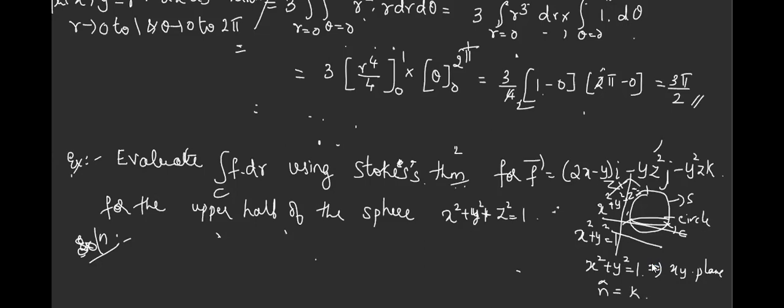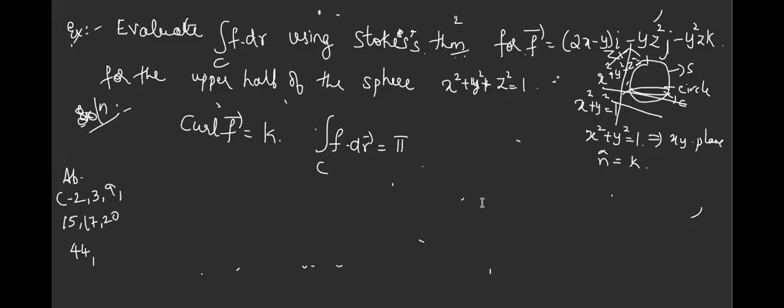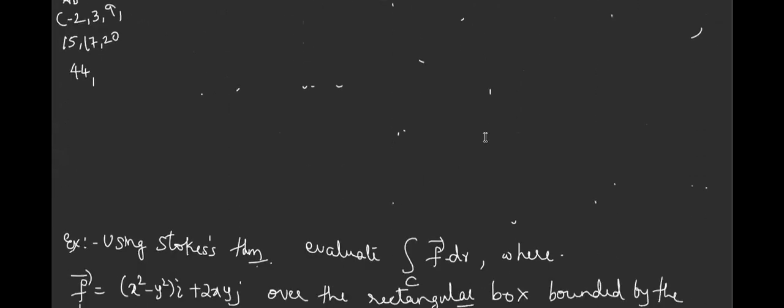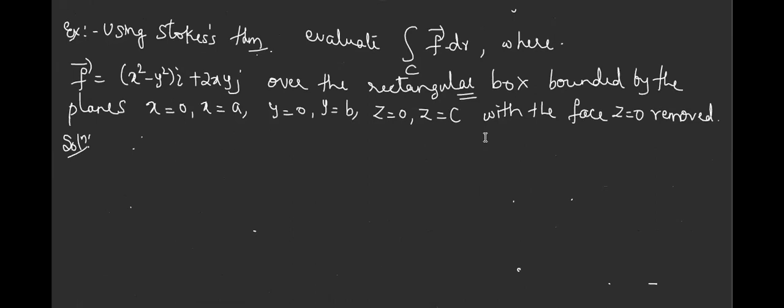Okay. So as f is different, your curl f is different. This is similar to the previous example only. I'll give you 2 minutes. All of you just try to solve it. For this problem, the answer is curl f is K and the line integral value is pi. Convert in terms of polar coordinates and evaluate it. Okay. Take down the next one.